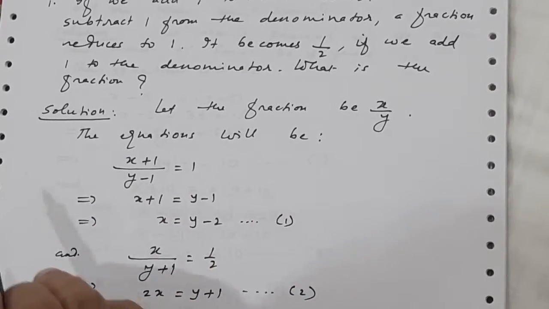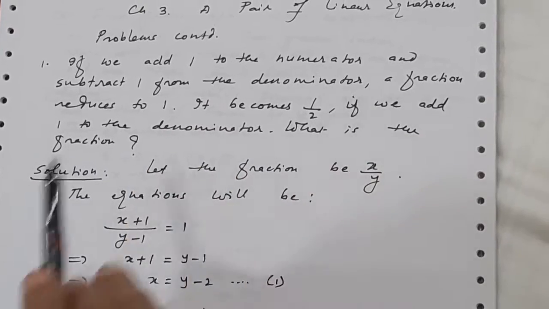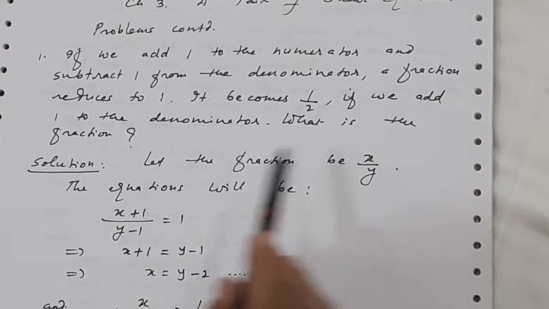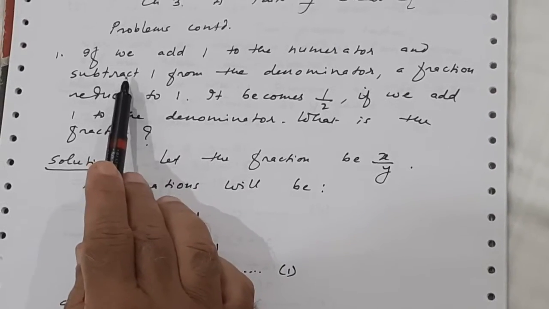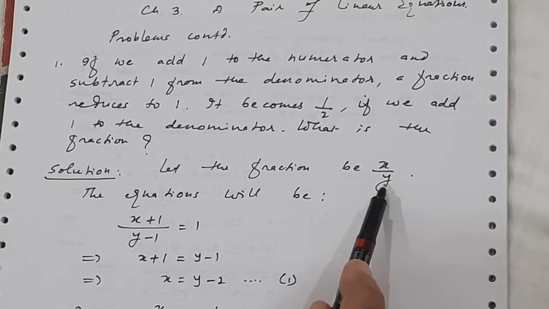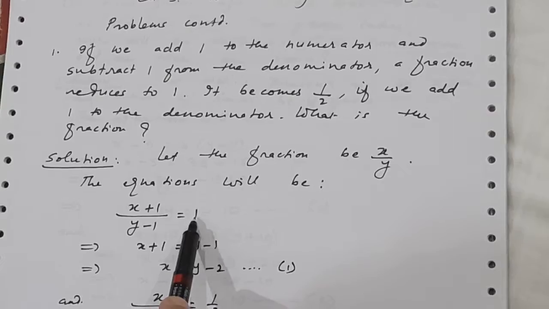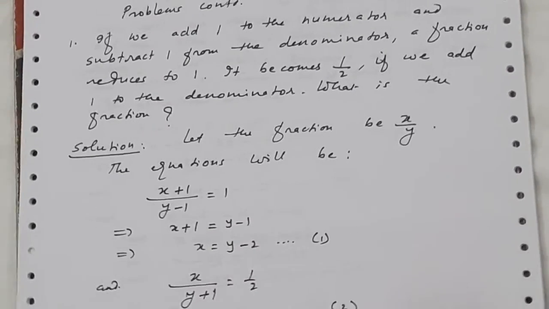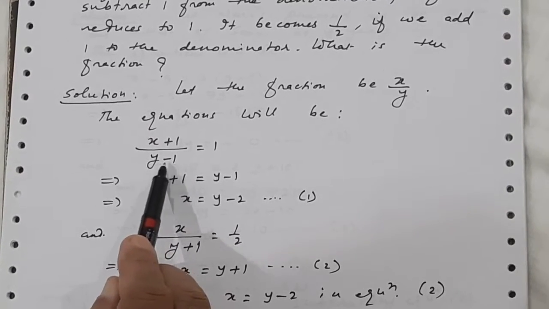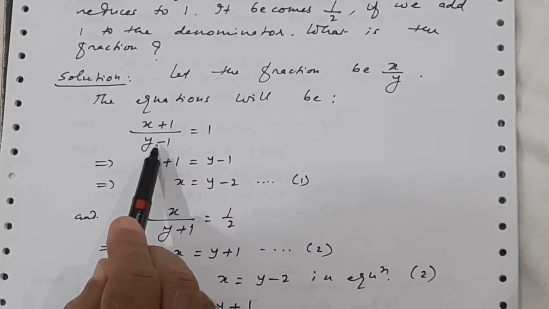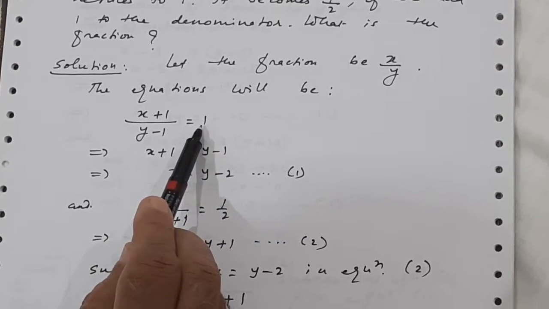Now the equations will be, now what is the condition number 1? If 1 is added to the numerator, so x is the numerator, add 1, x plus 1 upon 1 is subtracted from the denominator, so y minus 1. Its value becomes 1. See whether you understood. 1 is added to the numerator and 1 is subtracted from the denominator. So x plus 1 upon y minus 1 is equal to 1.